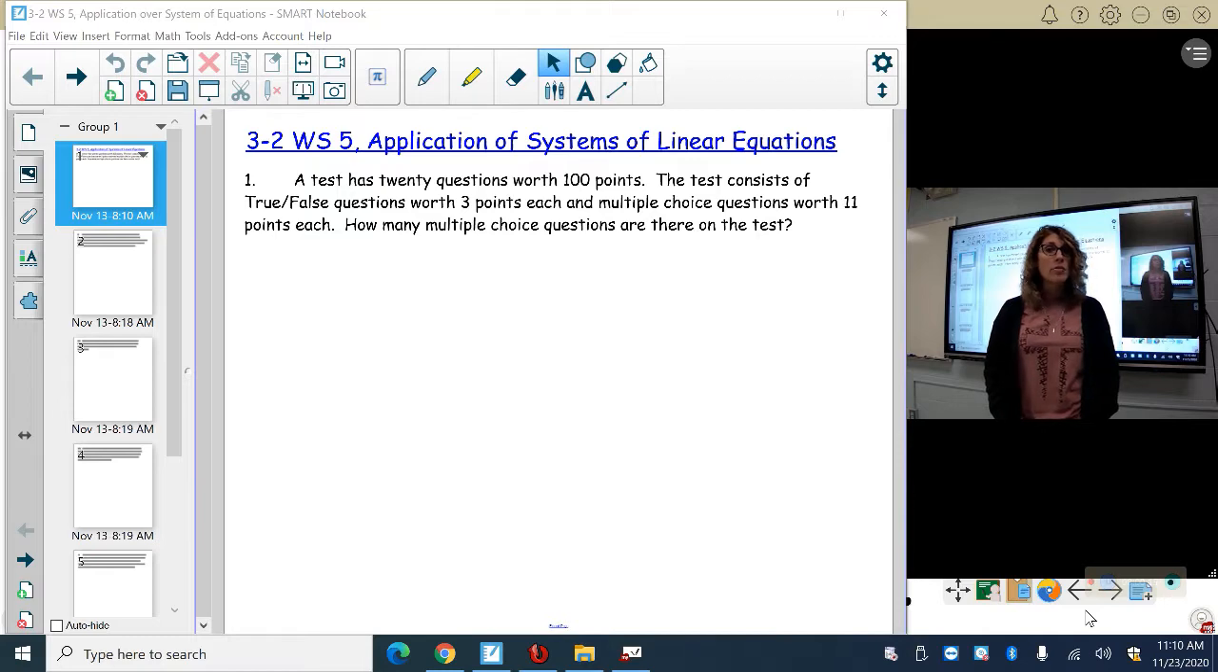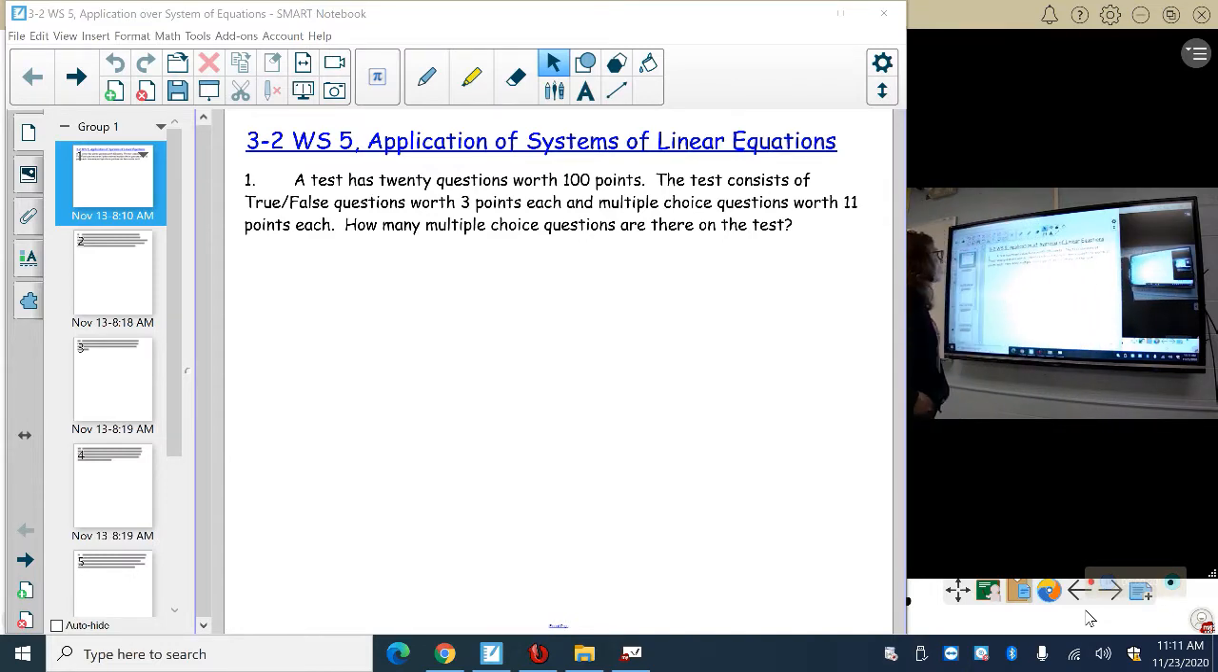But remember, substitution is best used whenever you have a leading coefficient of 1 or an x equals or a y equals, or one of the variables equals. Okay? So a test has 20 questions worth 100 points. The test consists of true and false questions worth 3 points each and multiple choice questions worth 11 points each. How many multiple choice questions are there on the test?